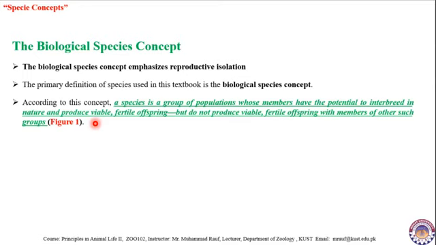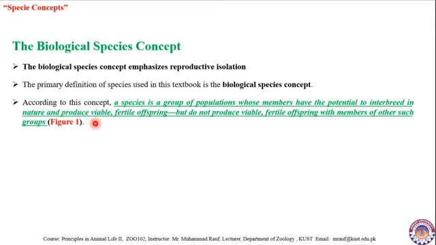For example, sometimes the horse and the donkey try to mate with each other, and the result is a mule, which is sterile. So therefore we cannot put horse and donkey into the same species, because although they mate and produce an offspring as a result, that offspring itself is sterile. So this is the prerequisite condition. The two individuals should breed, and they should produce a fertile offspring.